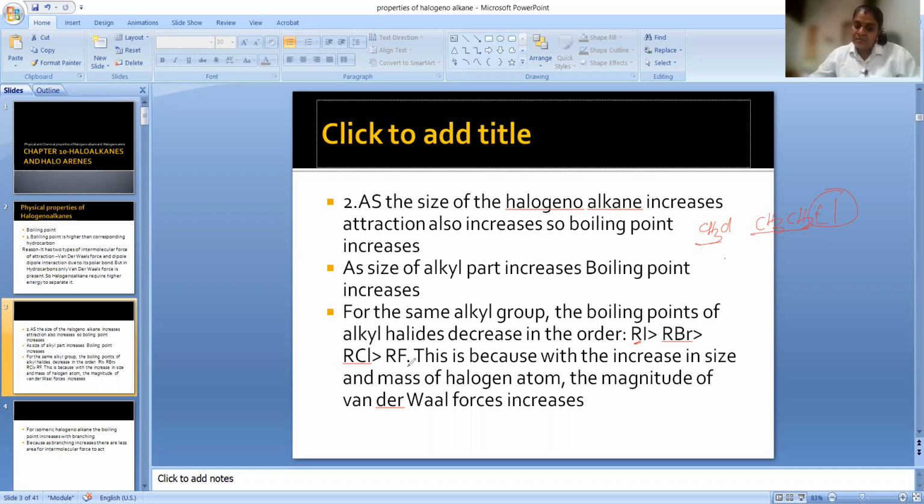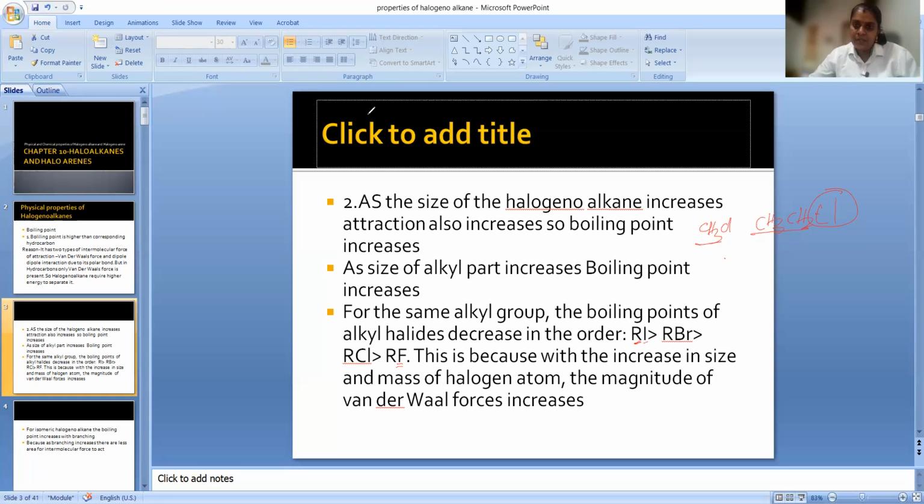Depending upon which is having more size, fluorine, chlorine, bromine, and iodine, we have to see. Fluorine is having the smallest size and iodine is having a big size and big molecular mass, right? So this must have more boiling point. The alkyl group which is connected with the iodine must have more boiling point compared to the other halogenoalkanes because it is having more size and more molar mass.